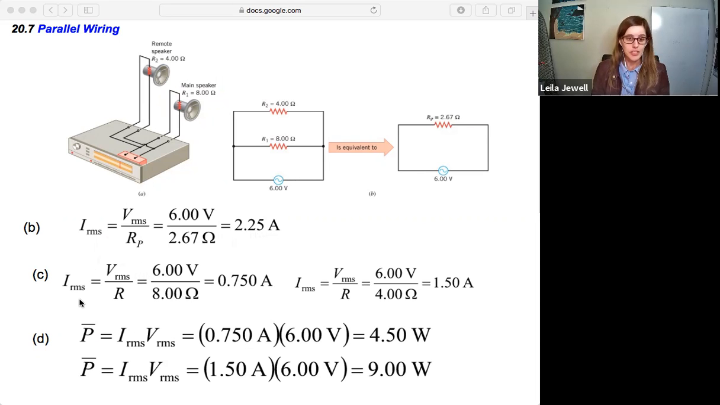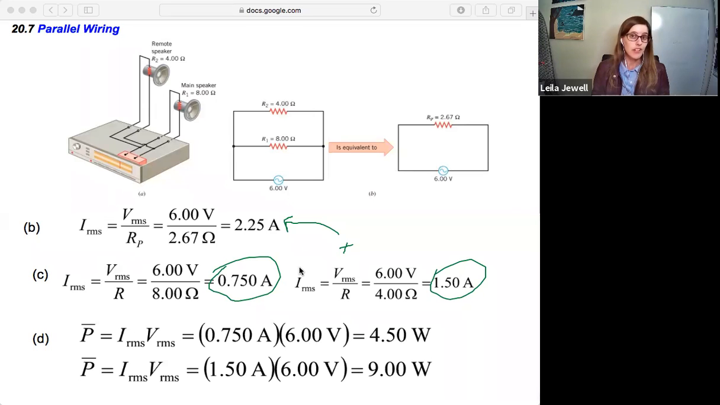The current in each speaker is going to be the same equation with the same voltage because we're in parallel. The only part that will change is the resistance, if it's 8 ohms or 4 ohms. And sure enough, the current is less in each of the speakers, in speaker 1 and speaker 2. But if you add these together, you'll find that they come out to 2.25 amps. So that matches what we'd expect.